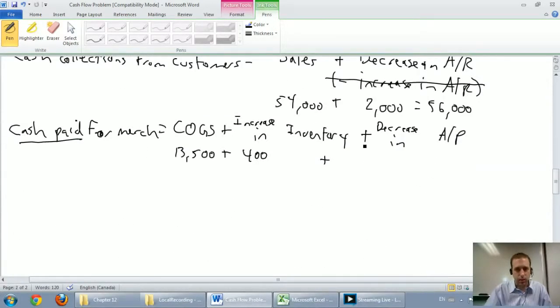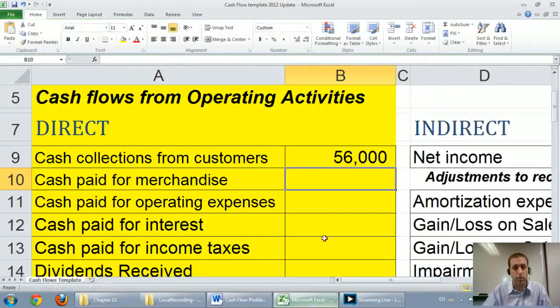So because it increased, that actually is going to be a negative here. So let me cross that out. It's a minus 1,800. So 13,500 plus 400 is 13,900, minus 1,800 is 12,100. So I'm going to fill that into my chart. My cash paid for merchandise was $12,100.